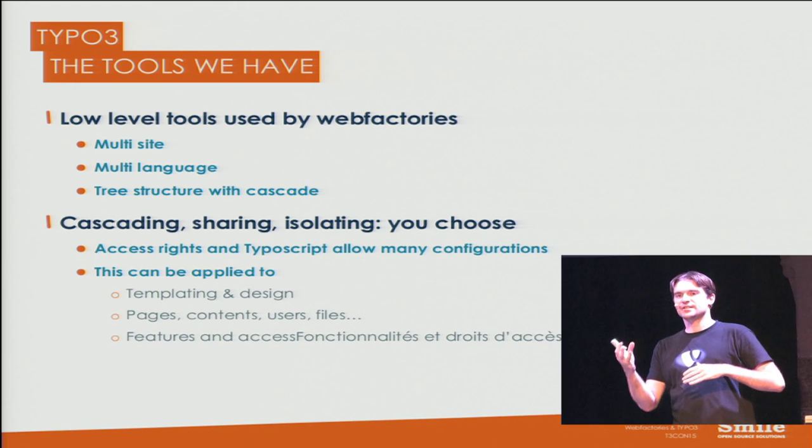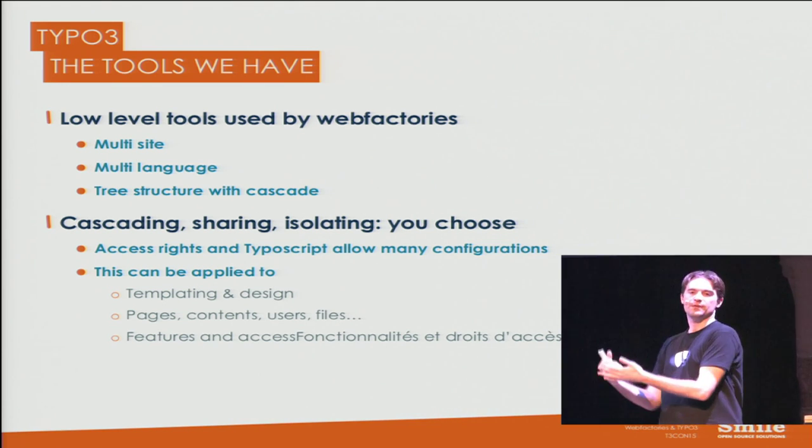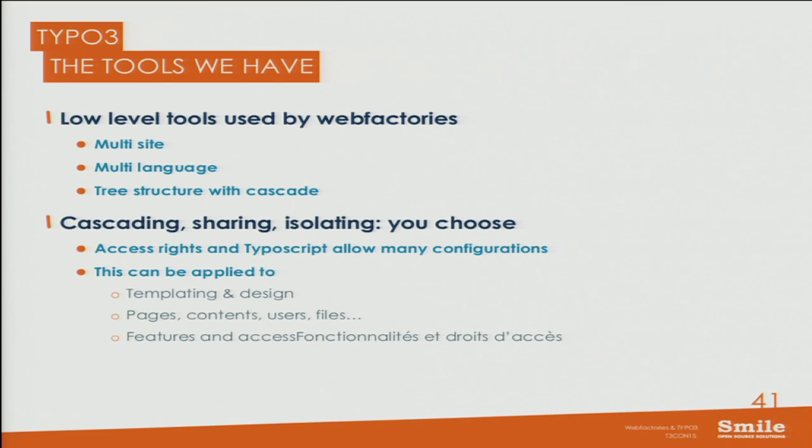You have cascading access rights. You set an access right on the root page, you will find it on child pages. Sharing or isolating, you can say, okay, I want to share this thing with these people, but maybe not with this one, and this thing will not be shared. You can set everything. This can be quite complicated at the end, but you can do it. You can apply it to a lot of things. It can be on templating, features, pages, content, almost everything.